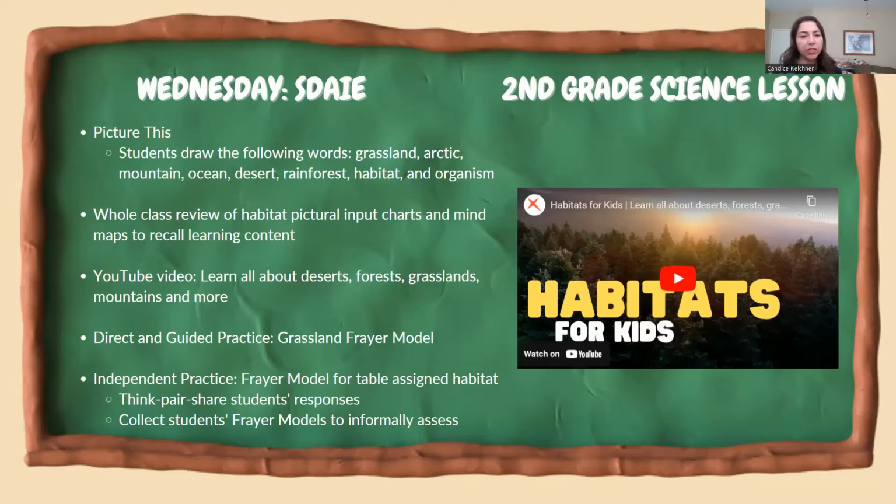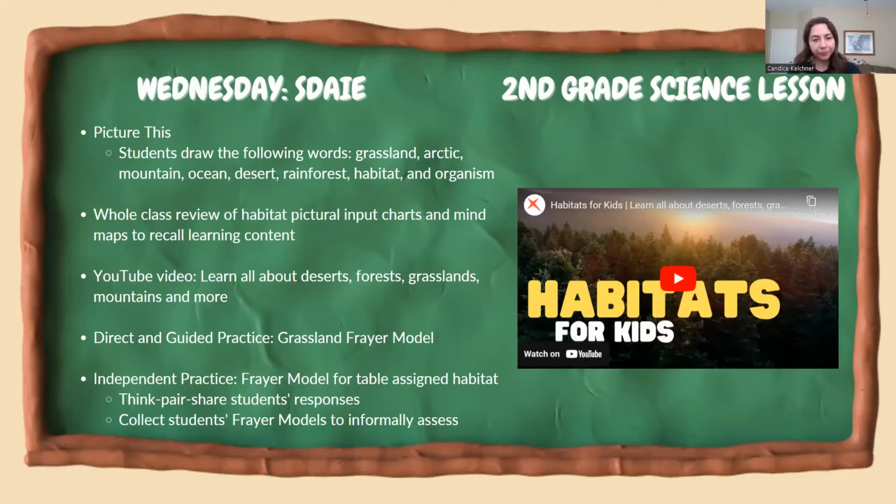Afterwards, the teacher will use the grassland habitats as an example to model how to use Frayer models, so how to draw a picture, define, and then identify examples and non-examples of the grassland. After modeling this, the teacher will ask students to think, pair, share about what else can be added to the grassland Frayer model, and then provide feedback for students based off their responses.